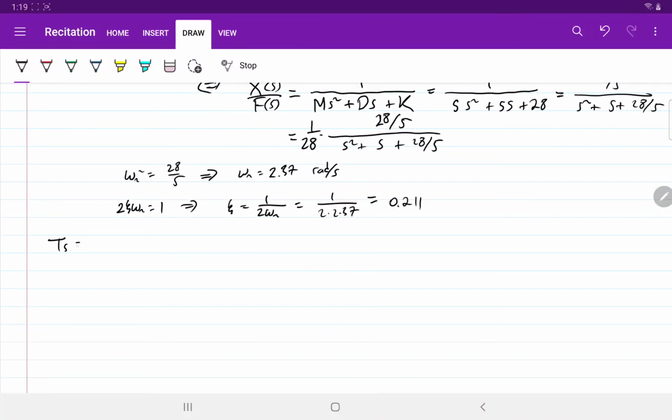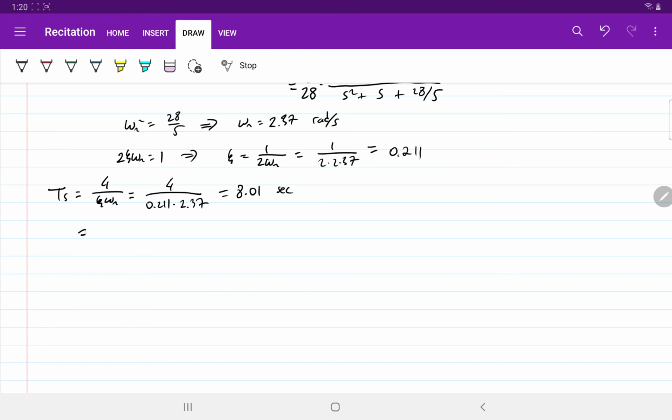What is settling time? Very easy, 4 over zeta omega n. So 4 over 0.211 times omega n, which is 2.37, right? Which is 8.01 seconds, or it should be 8 seconds, because from here we know that zeta omega n is 1/2, then settling time is 4 over 1/2, which is 8 seconds.